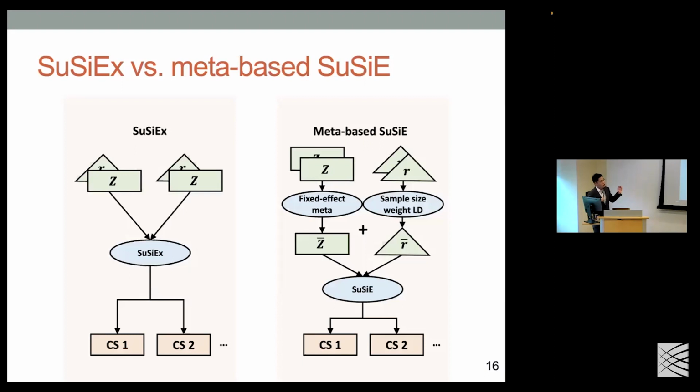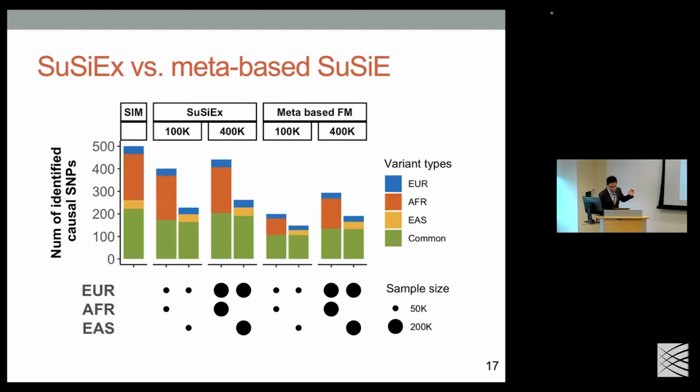Also, we want to compare our method with a commonly used, more intuitive method, the meta-based fine-mapping. For the right panel, we use meta-based SuSiEx as our comparison target. We do a fixed-effect meta-analysis, combining the data across different populations to get the GWAS summary statistics. For the LD, we use a sample-size-weighted LD, combining the LD of different populations. And we perform single-population fine-mapping with SuSiEx to obtain the results.